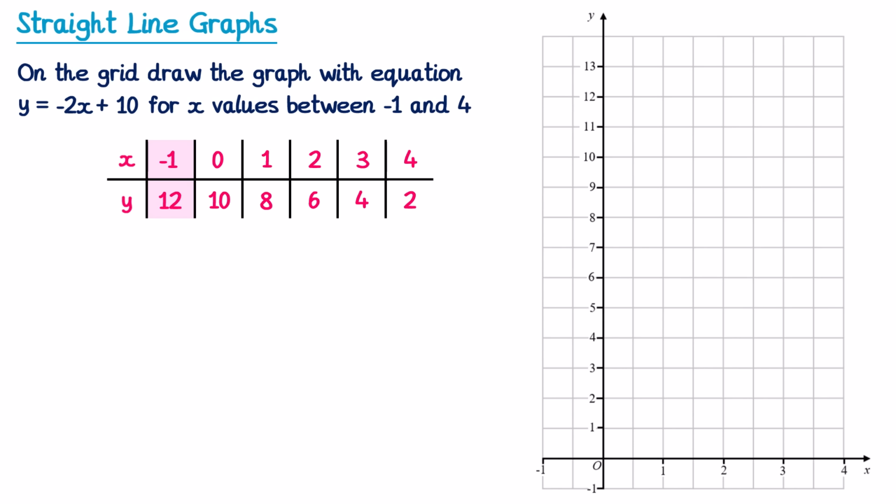Now I can plot these as coordinates: negative 1, 12, 0, 10, 1, 8, 2, 6, 3, 4, and 4, 2. You'll see once again these form a perfect straight line, so if you join them up with a straight line using a ruler, you'll end up with this as the answer.